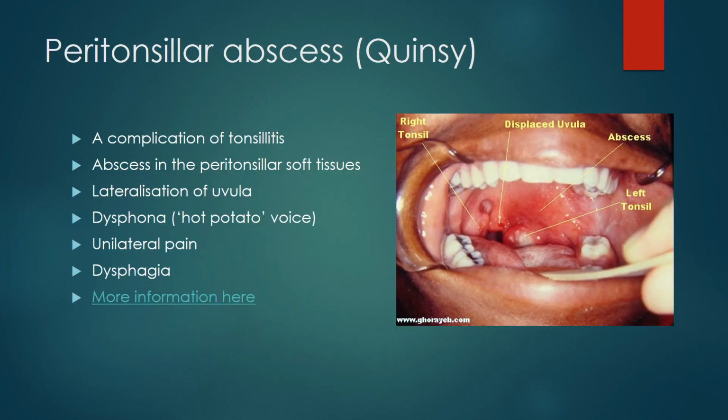I mentioned the uvula previously, and this is going to be a key indicator with regard to diagnosing peritonsillar abscess. Because if we look at this diagram here, it mentions the displaced uvula. Before we get into that, we'll define what peritonsillar abscess is. I've accidentally overlooked that. Now, it's a complication of tonsillitis.